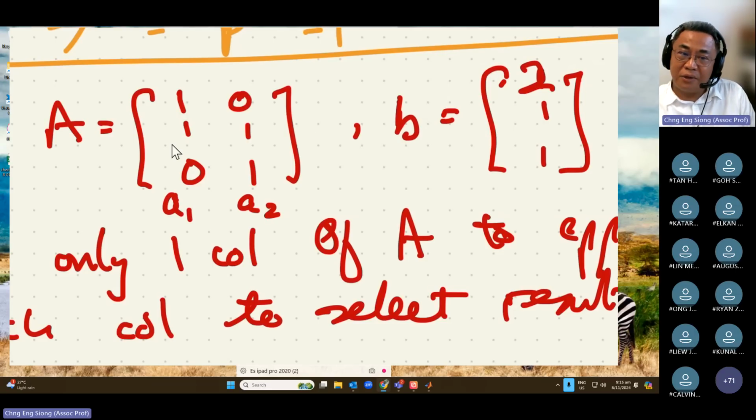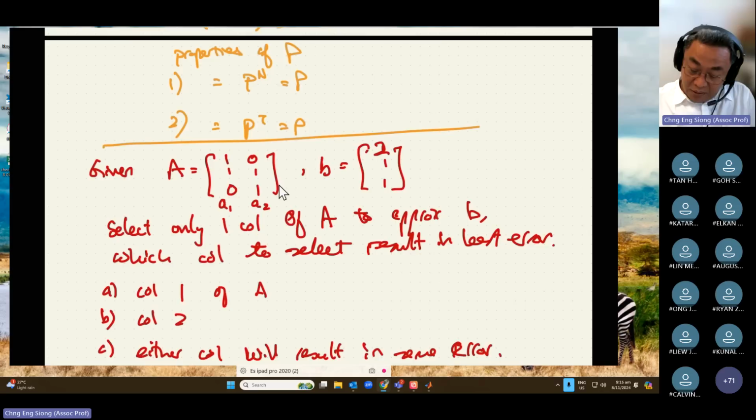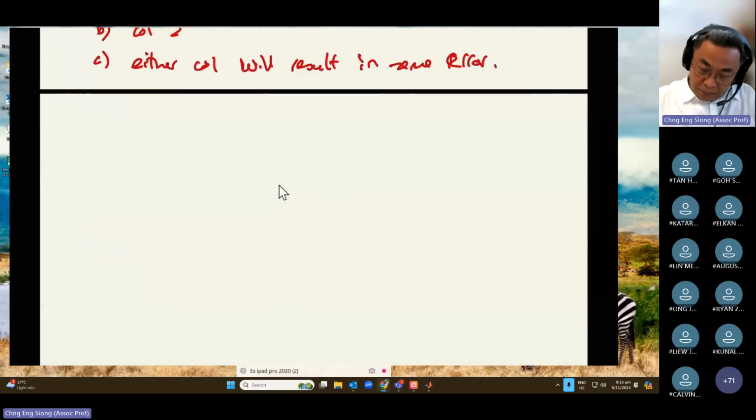In this very simple example, I don't even need to calculate. Of course, if the exam is more difficult, the numbers are not so straightforward that you can visually see this. Can I explain one more time? Okay, I'll explain one more time.